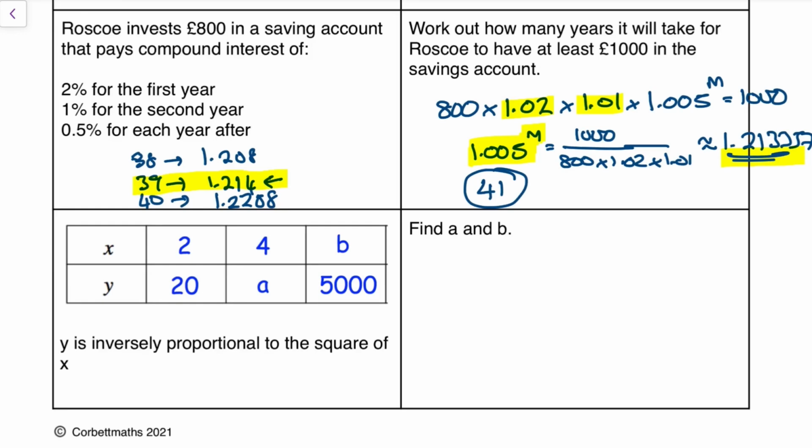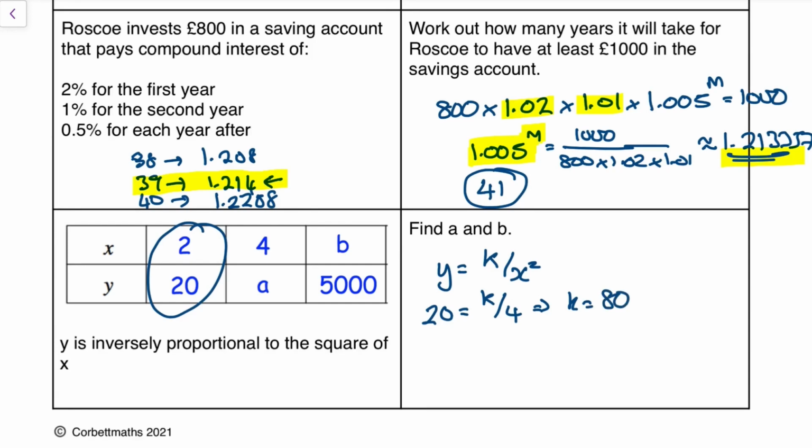Next question. Y is inversely proportional to the square of x. Find a and b. I like this question. Okay, what's the relationship? So y is equal to k over the square of x. So I'm going to use the first two numbers in order to work out what the k is. So I know from the question that 20 is equal to k over 2 squared, which is 4, which means that k is equal to 4 times 20, which is 80, which means I have an equation of y is equal to 80 over x squared.